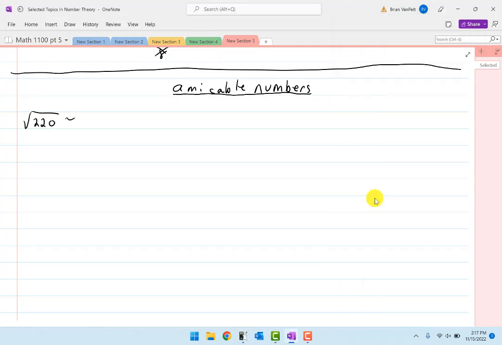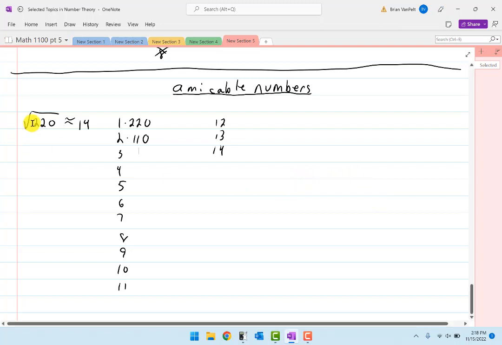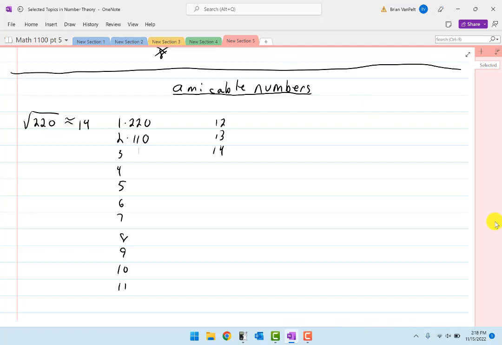14 point something. So 1, 2, 3, 4, 5, 6, 7, 8, 9, 10, 11, 12, 13, 14. All right, 1 times 220 is easy. 2 times 110 is easy. Now for the 3, 2 plus 2 plus 0 is 4, and 3 does not go into 4. So I can take out 3, 6, 9, and 12.